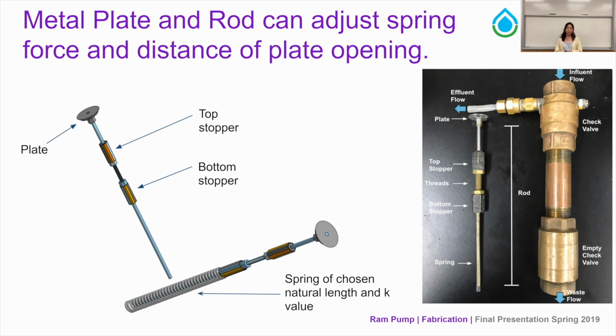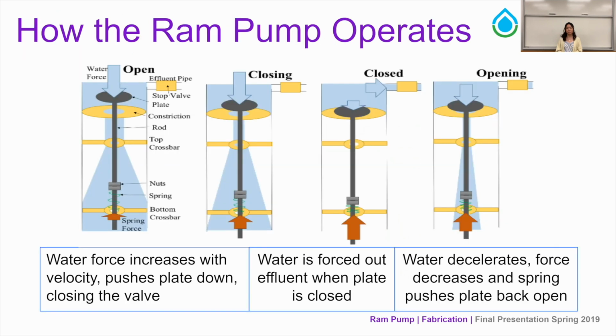And the pump consists of a rod, a plate, and a spring that is all enclosed within two check valves. And this allows for two states, the open and the closed state. During the open state, water flows down through the effluent or through the waste valve, and it is used in the plumbing system. And during the closed state, it is redirected to the chemical stock tank.